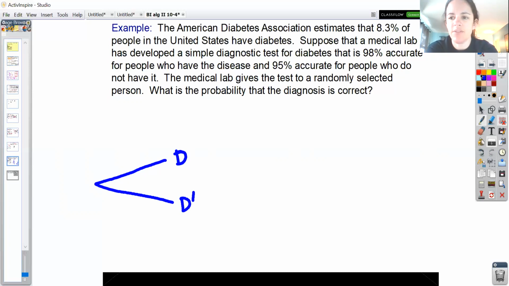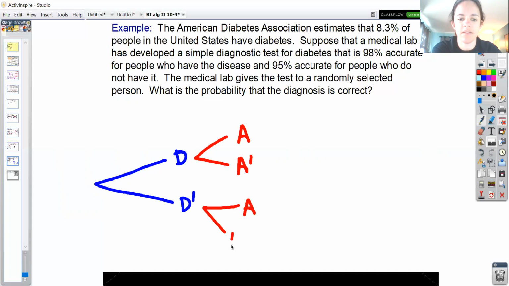Then the second branch would be with the test, right? So is the test accurate or is the test not accurate? And if you don't have diabetes, is the test accurate or is the test not accurate? So those are our events, and then we'll put the probabilities on the branches. So if 8.3% have diabetes, then that means the 91.7% don't have diabetes. So that tree is filled out.